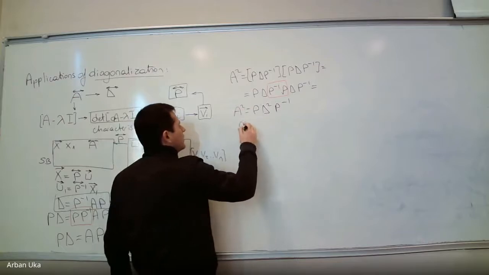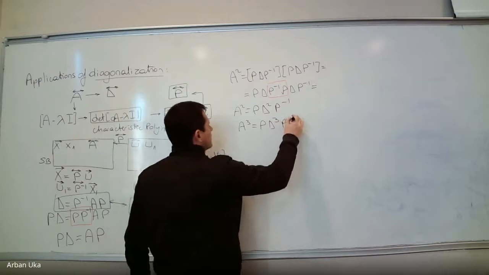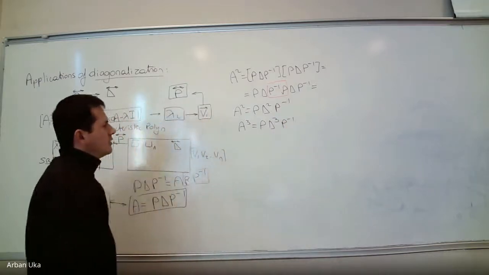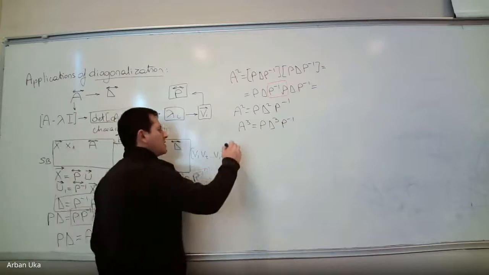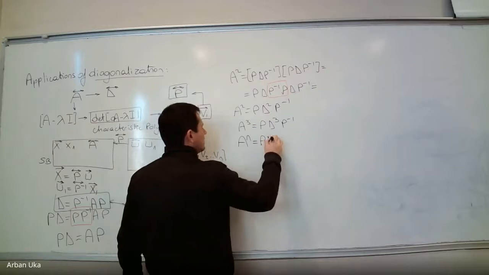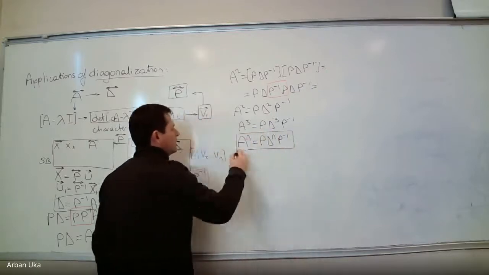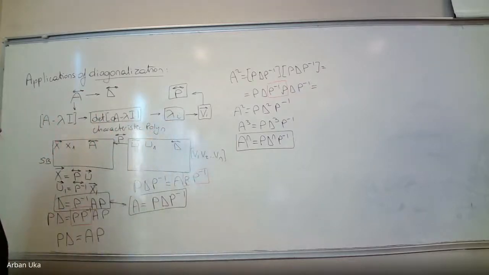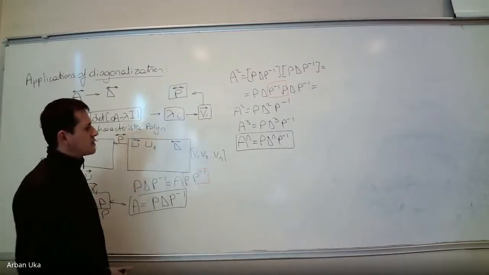Now, similarly, we can also say that A cubed is equal to P D cubed P inverse. Or we can generalize all this power of matrices as follows. A to the power n is equal to P D to the power n P inverse. Okay? And now, why do we need to do this? This is a valid question.